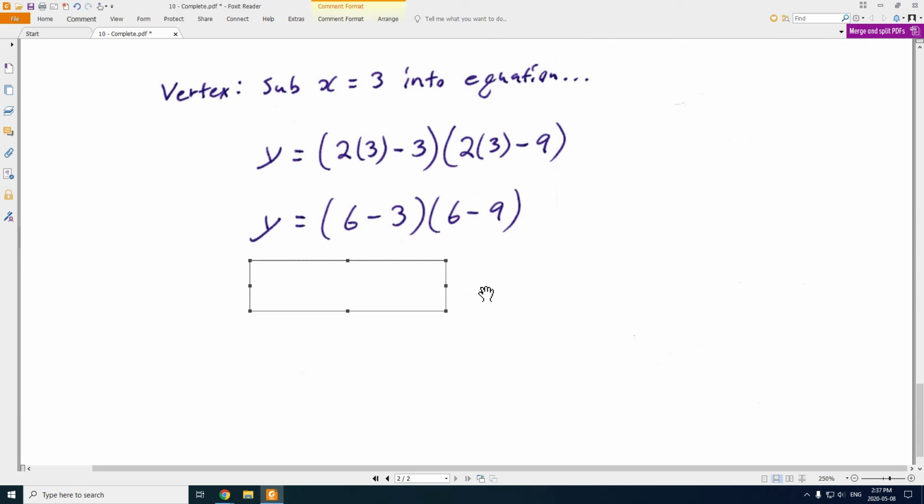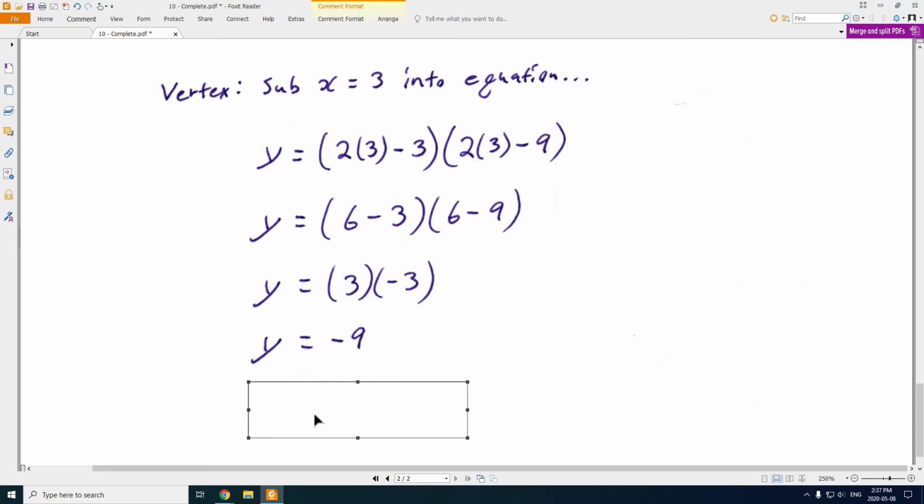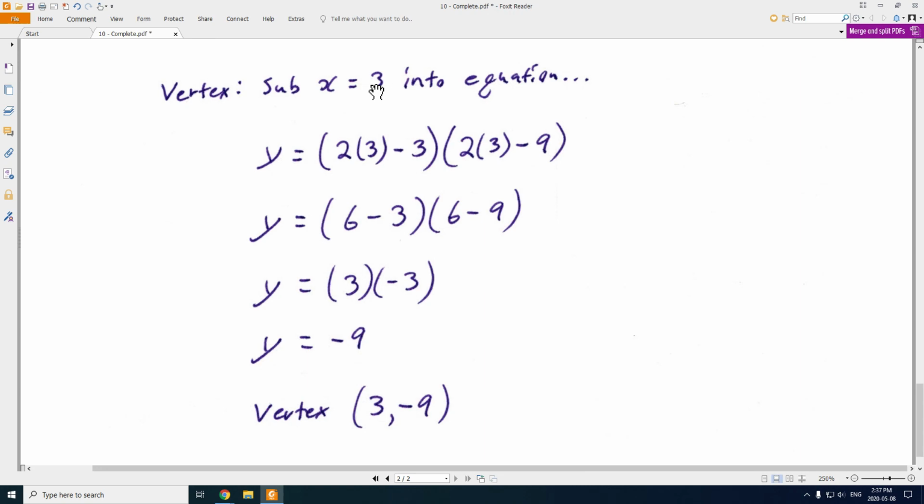Now I can simplify each bracket. 6 minus 3 is 3. 6 minus 9 is negative 3. And y equals negative 9. Okay, so now I know where my vertex is. My vertex is at 3 and negative 9. Okay, 3 and negative 9. Now we can go plot that point.